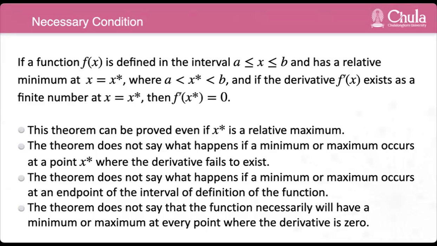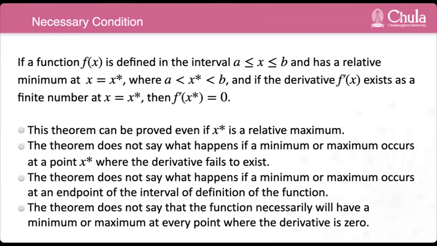And another important thing is if the derivative exists, we know that at that local minimum or local maximum, the derivative at that point must be 0. Okay? You cannot go the opposite way.